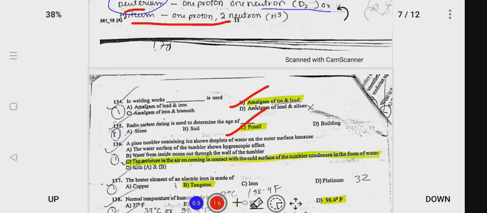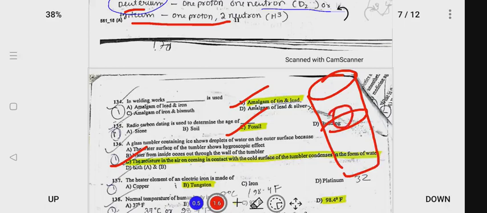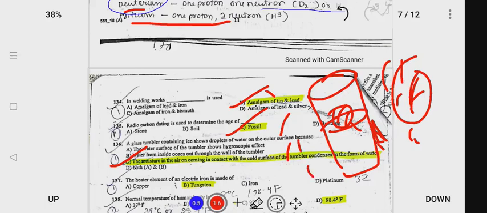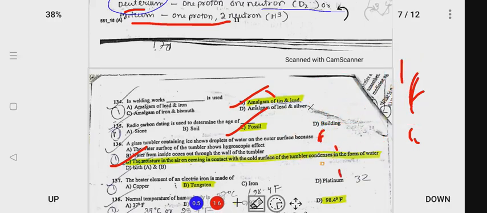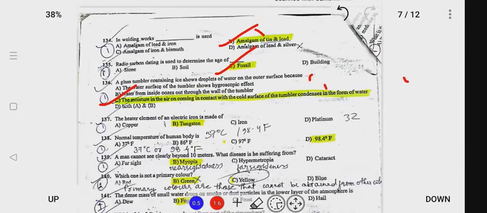So next, a glass tumbler containing ice shows droplets of water on the outer surface. Why? Because the moisture in the air coming in contact with the cold surface of the tumbler condenses in the form of water. It's not that the water comes out of the glass, but because the air has moisture, which reacts with the cold surface and forms water. So this is known as condensation, and this is the phenomenon.